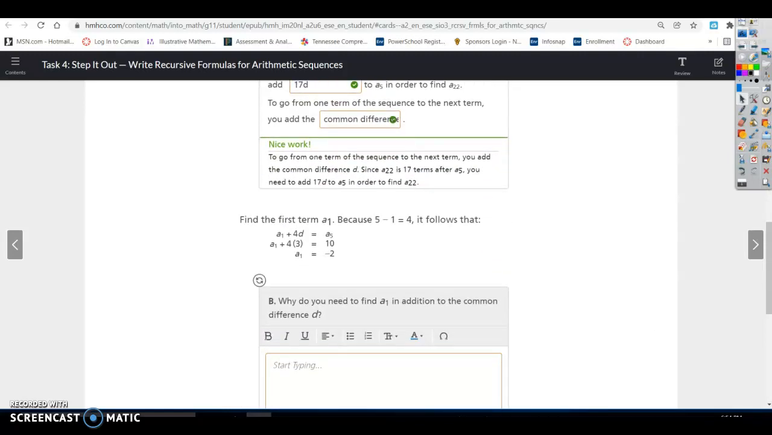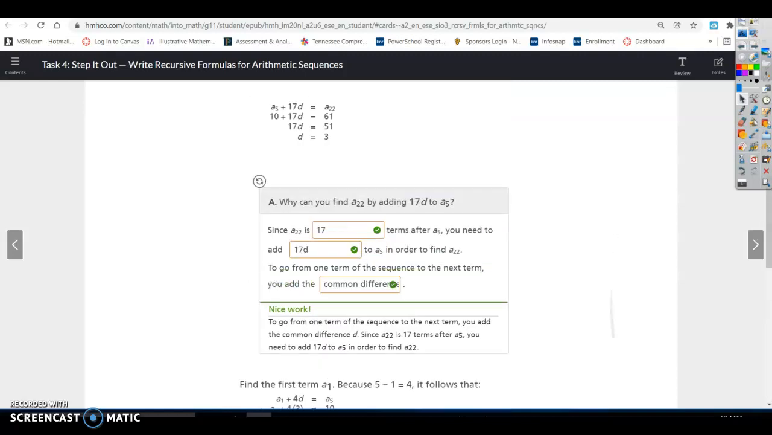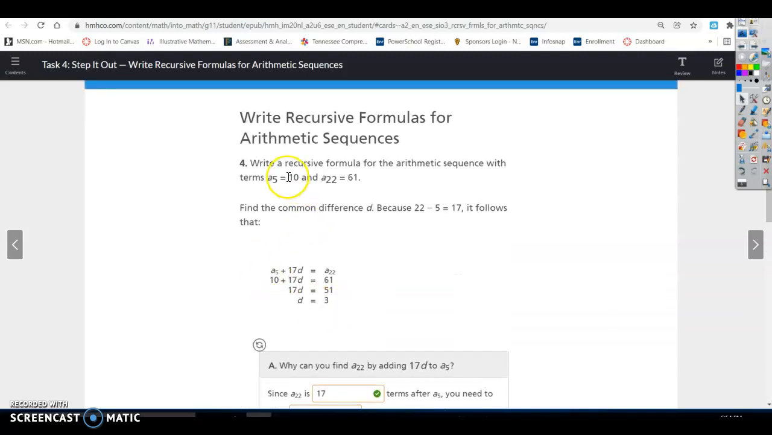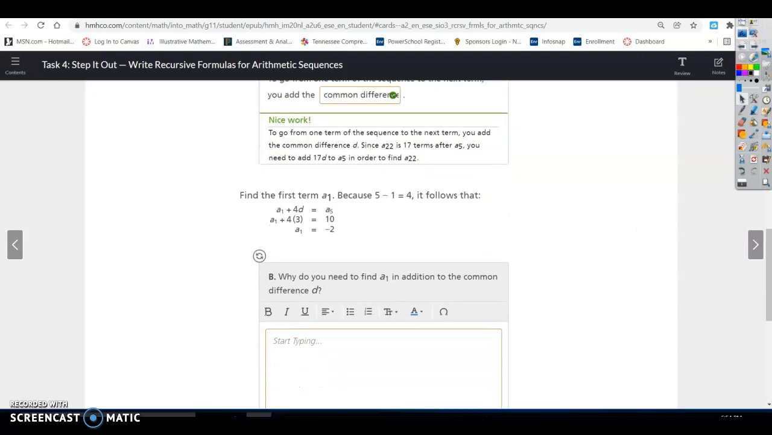All right, it says find the first term, a sub 1. All right, so we have the 5th term, okay? The 5th term is 10, so we already know the 5th term.